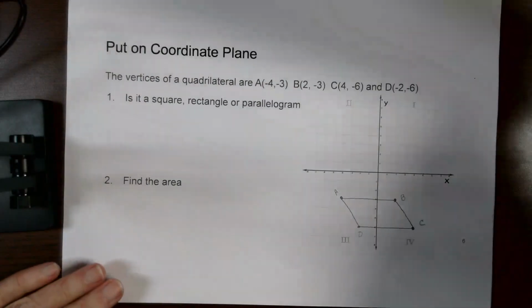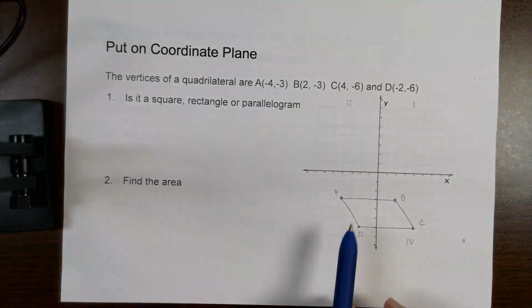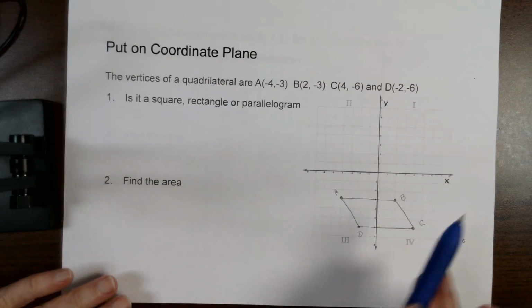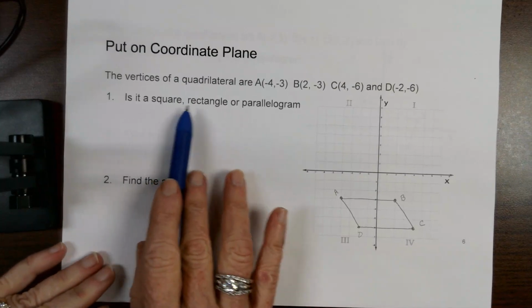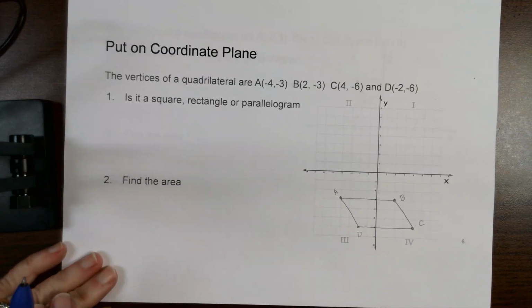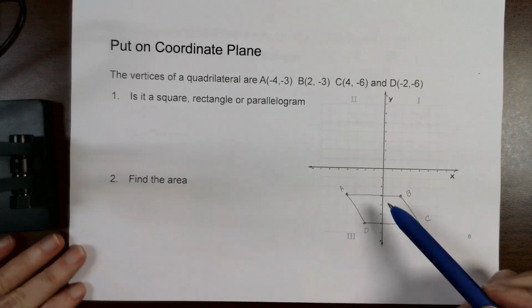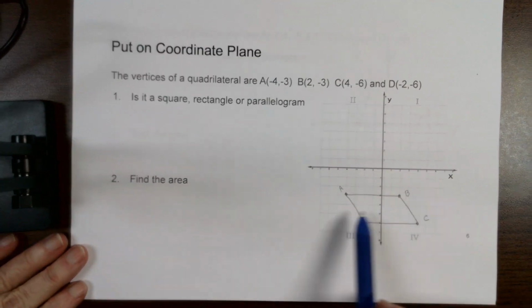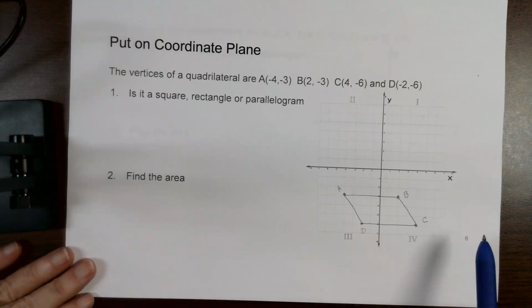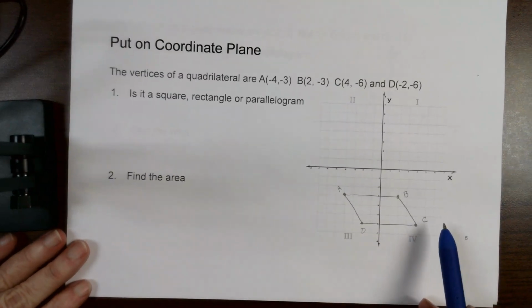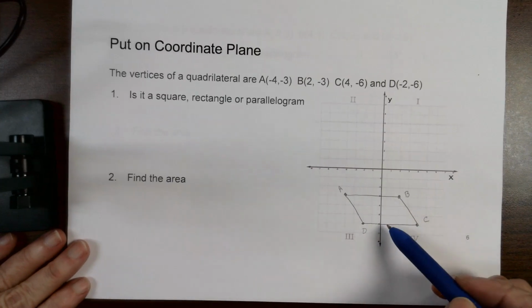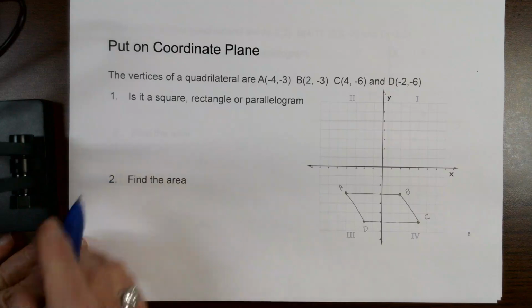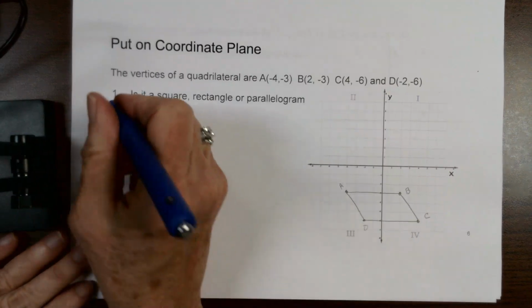You're also going to put these on a coordinate plane. So here is this quadrilateral on the coordinate plane. The very first question is, is it a square, is it a rectangle, or is it a parallelogram? Well, you can check. Based on what I drew, unless I drew it really wrong, it's not going to be a square or a rectangle. So I want to check to make sure it's a parallelogram, which means the opposite sides would have to have the same slope, would be parallel.